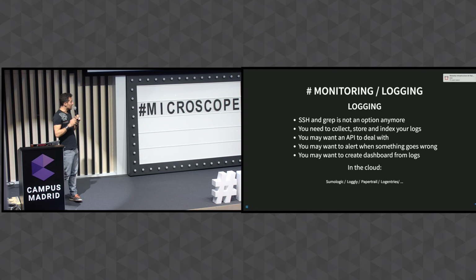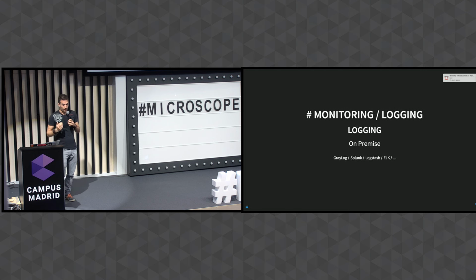Also, a nice feature is to create dashboards from logs. If you index your logs, you can filter, you can parse the information, you can generate numbers and values from these logs. For example, for a web server, you can create a dashboard of the number of connections or the most visited URL or the number of HTTP 201 status codes returned, something like that. In the cloud, you have tools like SumoLogic, Loggly, Papertrail, Logentries. On-premise, you can use tools like Graylog, Splunk, Logstash, ELK, that is a mix between Elasticsearch and Logstash and Kibana for graphs.